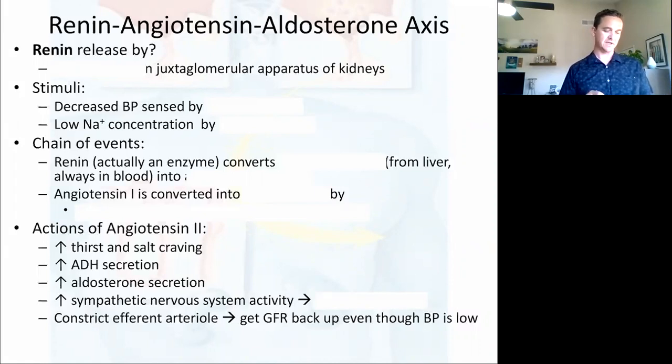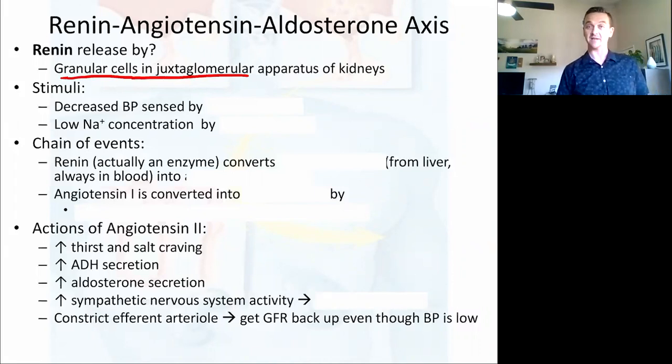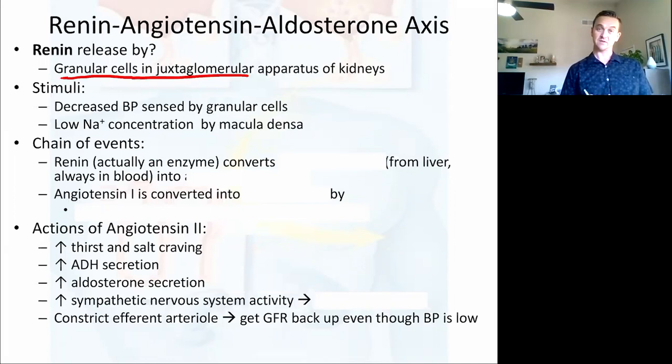Let's start with renin. Renin is released by those granular cells in the juxtaglomerular apparatus of the kidneys. What did they do? They sense blood pressure, how much blood pressure is coming in on those little arterioles around the glomerulus. If blood pressure is low, they release renin. So we decrease blood pressure sensed by those granular cells, or low concentration of sodium sensed by the macula densa. Either one can do that.